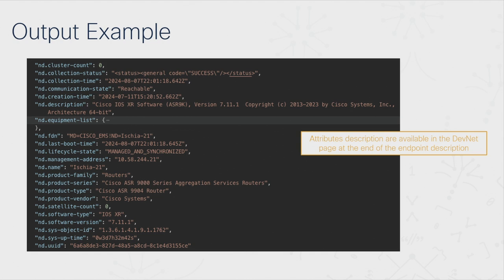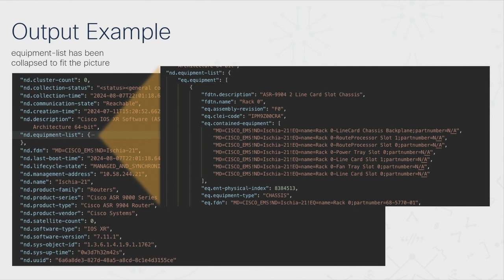This is where we mentioned the equipment list attribute. As we said, this is a list, and when you expand the list, you get access to the full inventory list. As you can see, and as we mentioned before, all those objects are referenced by their FDN. So it's important you get used to this term and how to read those strings.